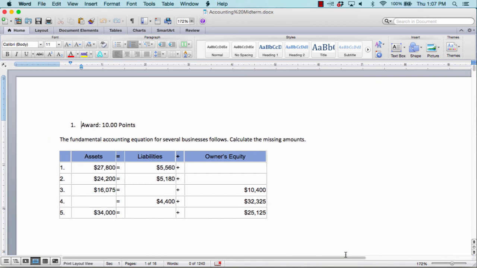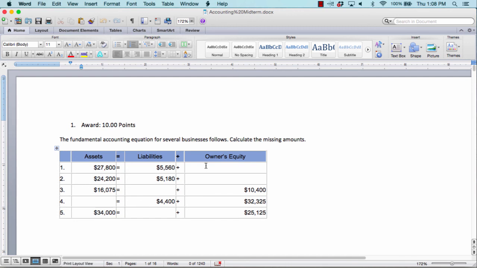It's asking you for calculating the missing amounts. So it says the fundamental accounting equation for several businesses follows. Calculate the missing amounts. It's worth 10 points. You are given the general accounting equation. This is not the expanded equation. This is just the general one. Assets equals liabilities plus owner's equity. And you're being asked to find the missing numbers.